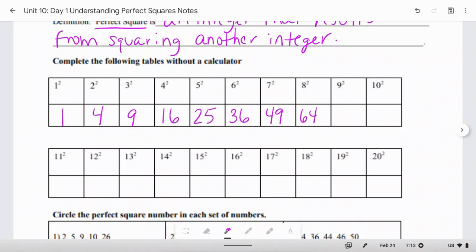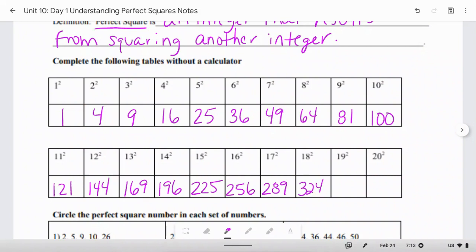8 squared is 64, 9 squared is 81, 10 squared is 100. 11 squared is 121, 12 squared is 144, 13 squared is 169, 14 squared is 196, 15 squared is 225, 16 squared is 256, 17 squared is 289, 18 squared is 324, and then 19 squared is 361, and the last one, 20 squared, is 400.